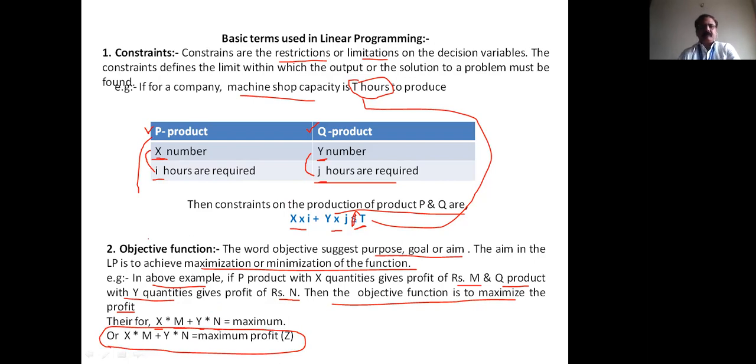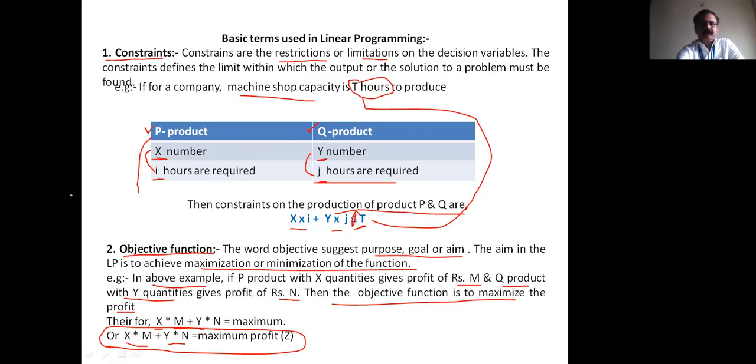Likewise, you have to formulate the objective function from the theoretical statement of the problem. So finally, we can write it as Z equals X into M plus Y into N, where X and Y are the number of quantities produced for P product and Q product respectively, and M and N are the profit for P product and Q product respectively for X quantity and Y quantity respectively. This is how the constraint equations as well as the objective functions are formulated.